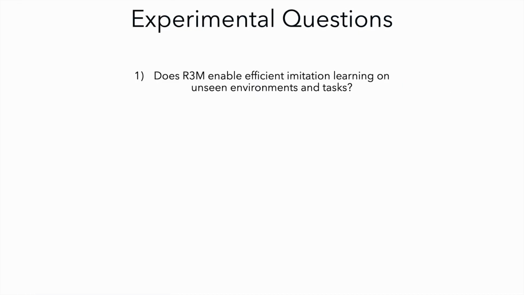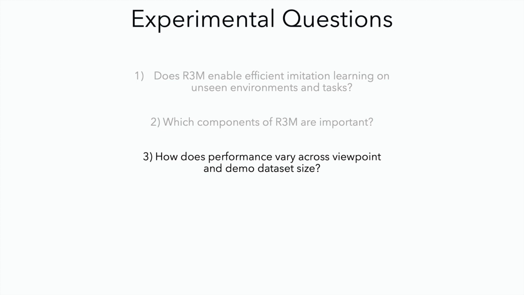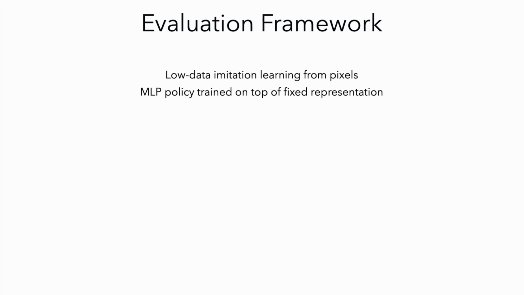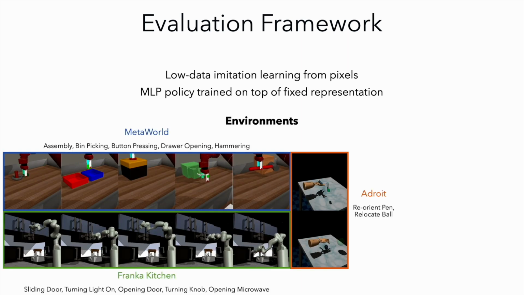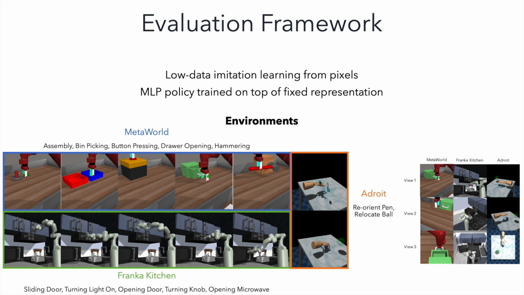First, does R3M enable efficient imitation learning on unseen environments and tasks? Second, which components of R3M are important? Third, how does performance vary across viewpoints and demo dataset sizes? And most importantly, can R3M enable data-efficient learning in real-world environments? Our evaluation focuses on low data imitation learning from pixels, where an MLP policy is trained on top of a fixed visual representation. We consider 3 environments with 12 tasks total, 5 from MetaWorld, 5 from the Franka Kitchen environment, and 2 from the Adroit hand manipulation suite. Each environment is also evaluated over 3 camera viewpoints.